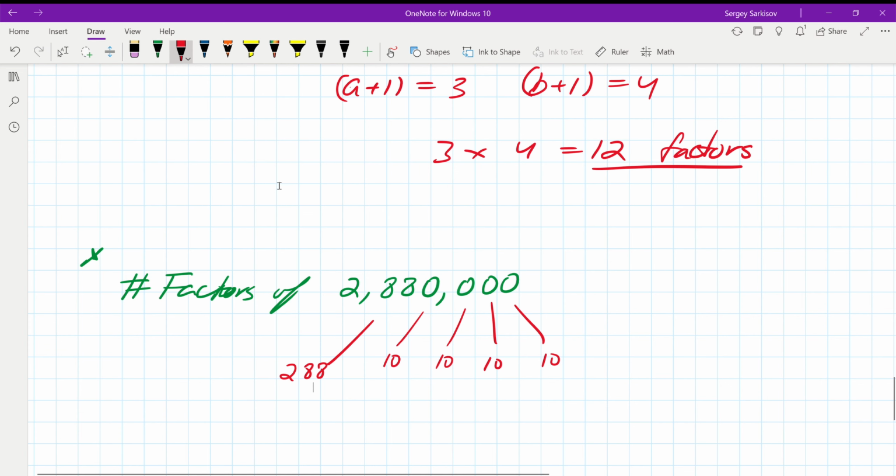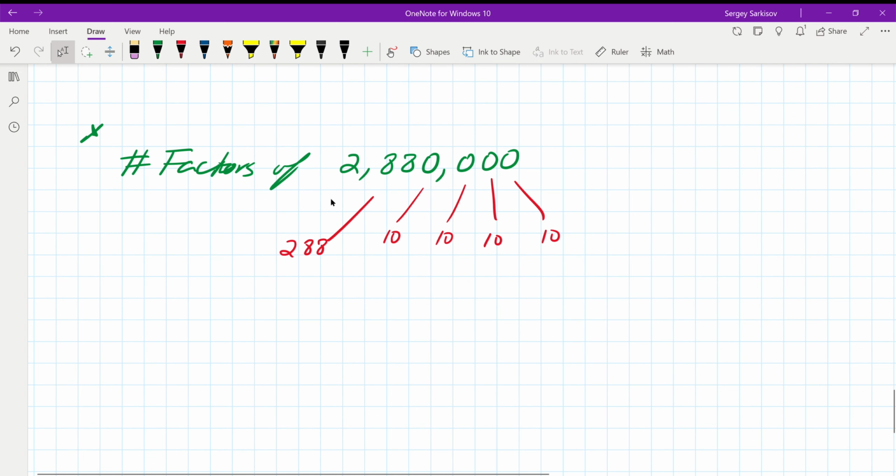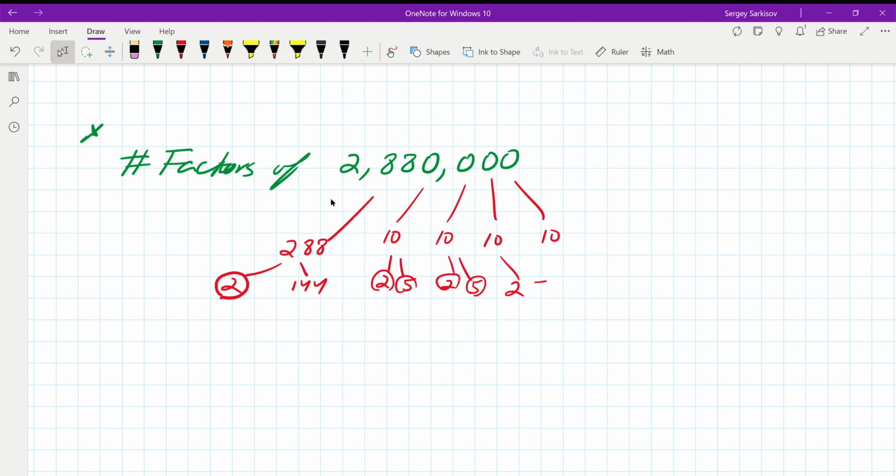Now, what is 288? Let's keep it easy. Let's say it's a 2 times a 144. 2 is a prime number. Every time we get a prime number, we can't do anything with it. We're circling it. 10 is a 2 times a 5. Circle those. They're primes. 2 times a 5. Circle those. Primes. 2 times a 5. Circle those. Primes. You can't do anything with 2. You can't do anything with 5. 10 is a composite. 2 and 5 are primes.